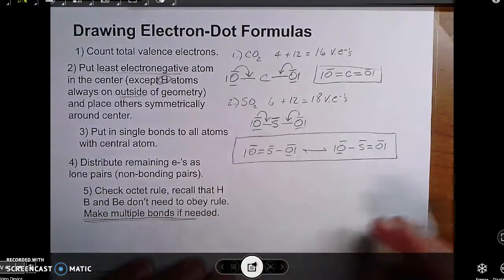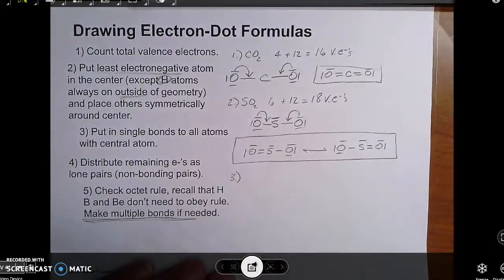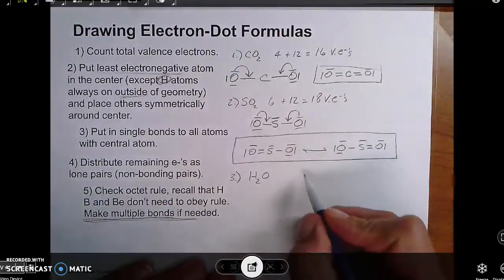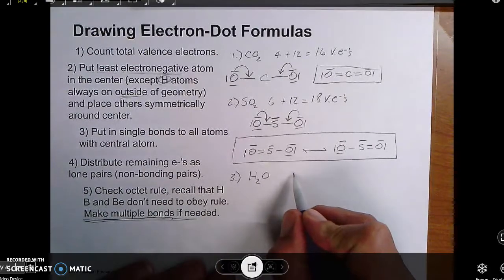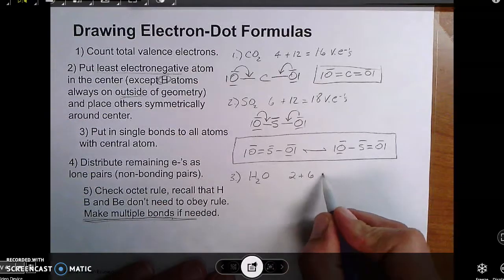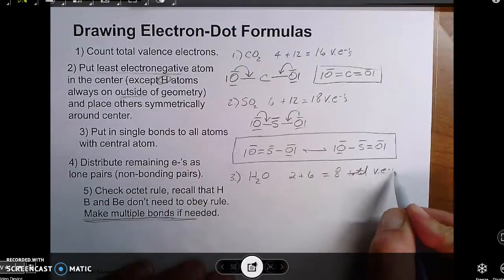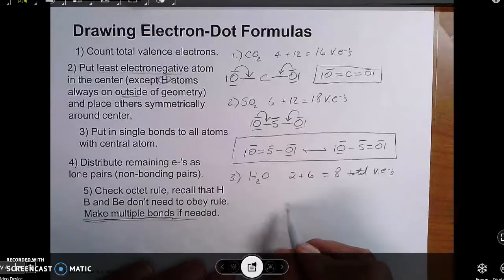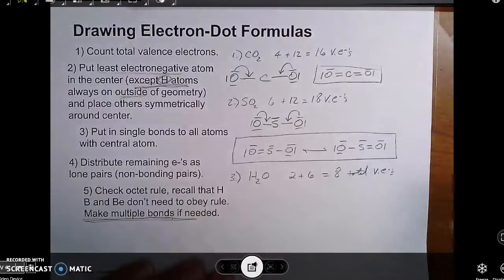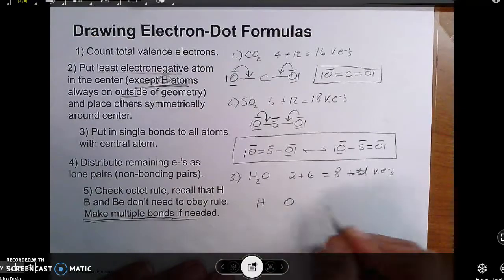All right, our last simple example for finding Lewis-dot formulas is water, H2O. This is pretty straightforward. I have 2 electrons from the hydrogens, 1 each, plus my 6 on the oxygen, 8 total valence electrons. I'm going to put the least electronegative in the center, except with the hydrogens. They always go on the outside. So by default, oxygen has to go in the center, make it symmetrical.